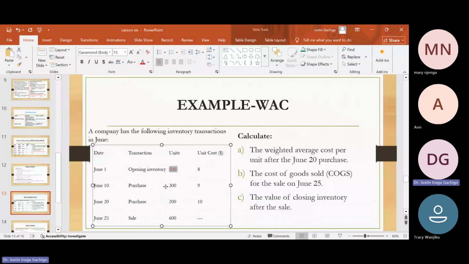Add this one, add this one, add this one. Those are the total units. Once you add this, then get the cost. The cost will be this times this, this times this, this times this. Then divide the total cost by the units. So let's see here.